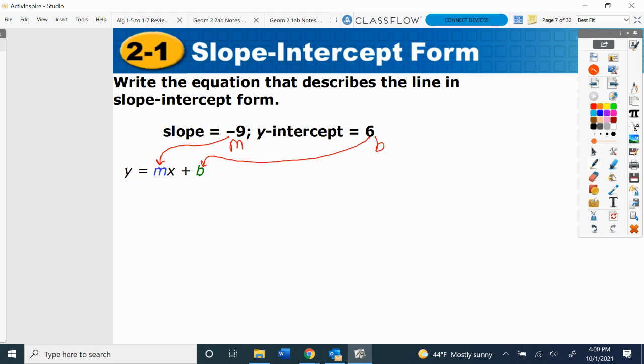If we replace m and b with the numbers we're given, we would have y equals -9, and we don't need to make -9 a fraction. Since we're not going to graph it right now, we can just leave it as -9. So -9 with an x, and then our b is +6, so we'll just put down +6. That equation is just the math that represents what that line would look like on a graph. It just tells people what that line would do.